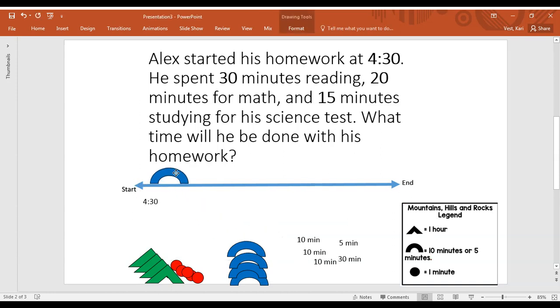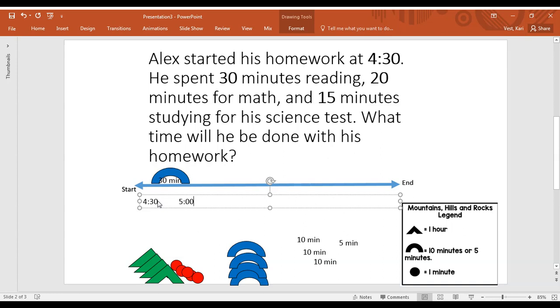I'm going to use a hill and say that it represents 30 minutes, because I know that 30 minutes plus 30 minutes gives me a whole hour. So 4:30 plus another 30 minutes, I'm at the next hour, which is 5 o'clock.